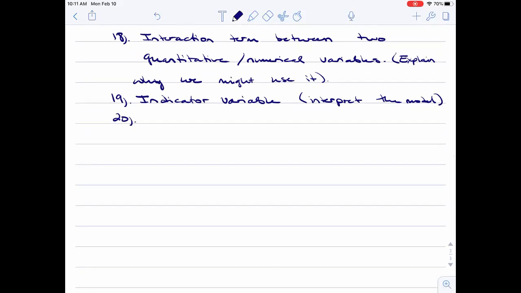Any questions so far? I trust you'll stop me. So 20, we'll do a 90% confidence interval interpretation. I mean, the percentage doesn't actually matter.